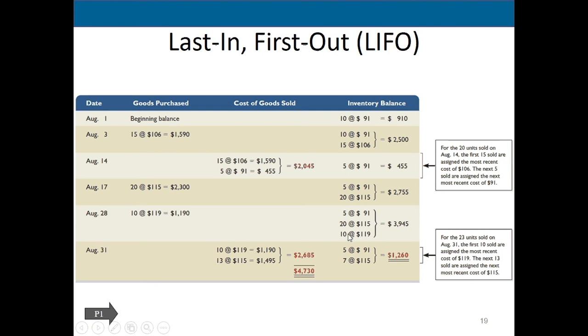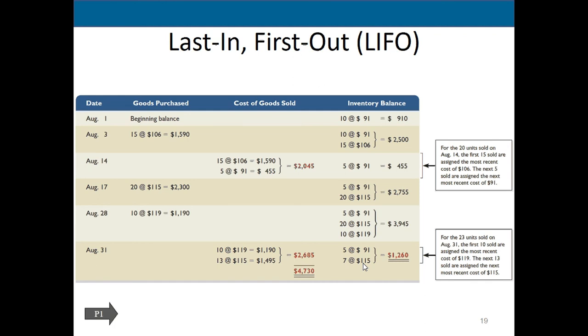So I take all 10 of these away, and now I need another 13 to make my 23, so I can take all of that out of the 115 units, right? See what happens? I'm still left with all 5 at 91, and now I'm left with 7 of these units with an inventory balance now of 1,260. It feels kind of weird, right? It's not hard to follow when you can see it tracked like this, but it feels kind of weird.